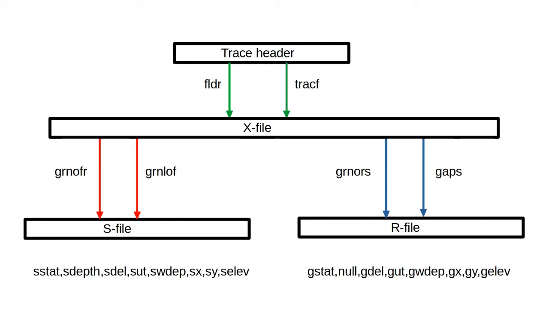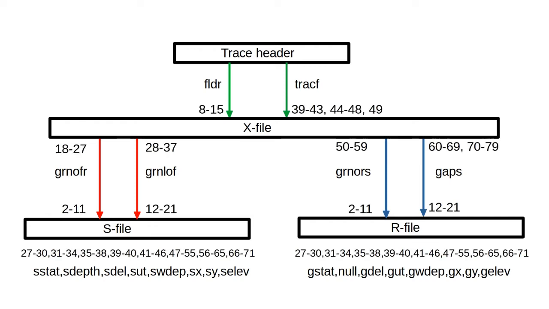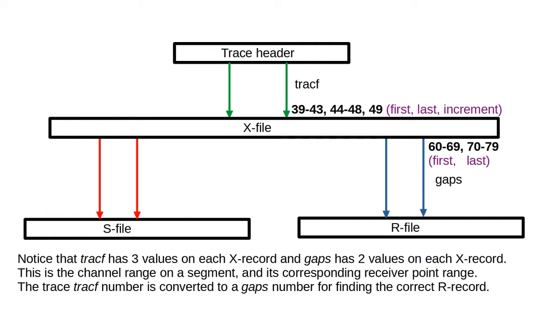The S records and R records contain other values such as coordinates, elevations, and so on. Their key names appear at the bottom of this image. The numbers that appear here are the character locations on the records where the individual values are found. Note that I've made no effort to align the arrows in these diagrams with the actual character locations in the records. Notice here that the field channel numbers are actually specified as a range, and the receiver point numbers are specified as a corresponding range. The field channel and receiver point ranges define the segments which are recording a shot, as seen here.